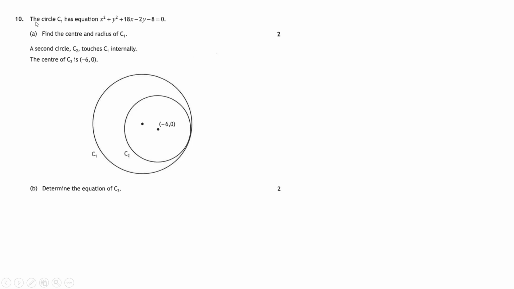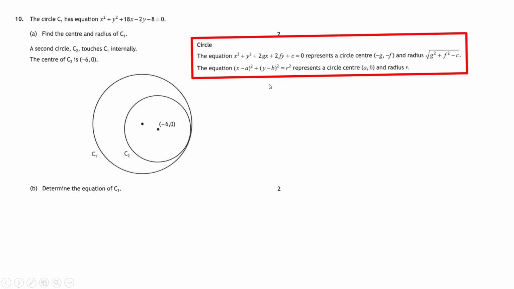Question 10 says the circle C1 has this equation. We want to find the centre and the radius of C1. So we have this on the formula sheet, and we can see this is the form of the equation, which is going to be the same as this one here. And that's going to give me a centre minus g, minus f, and the radius, the square root of g squared plus f squared minus c.